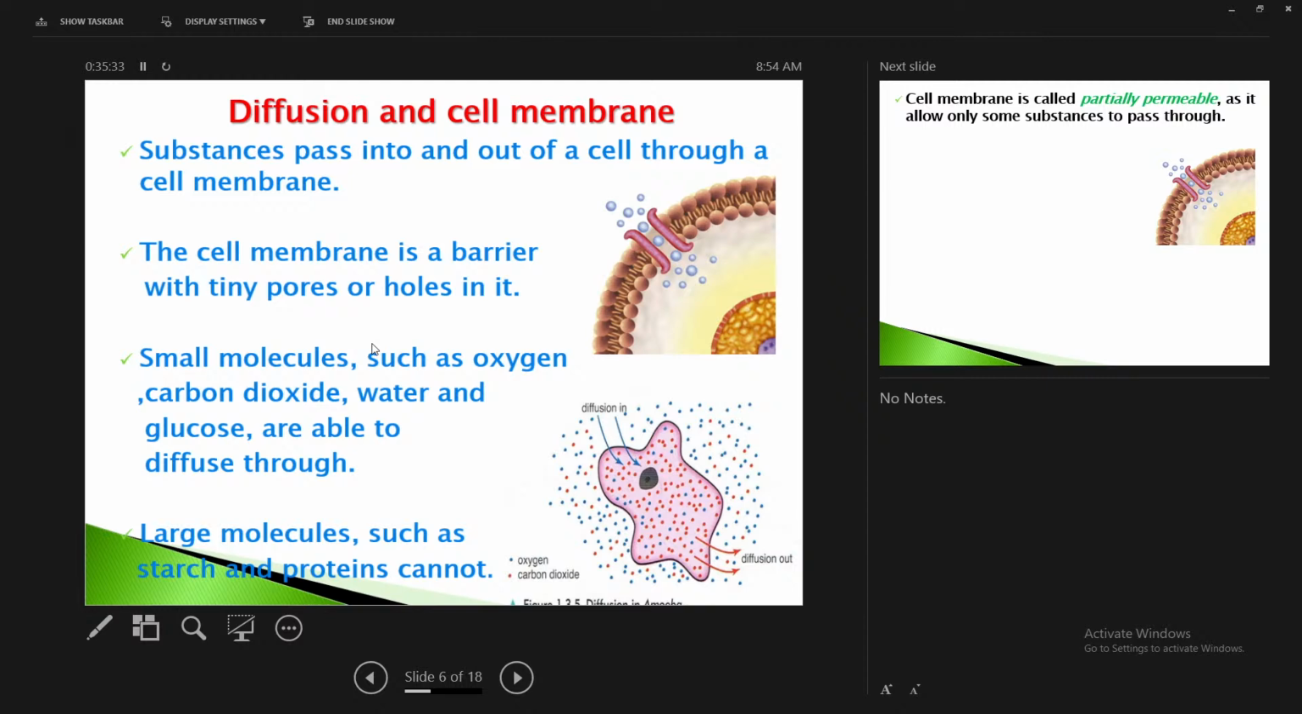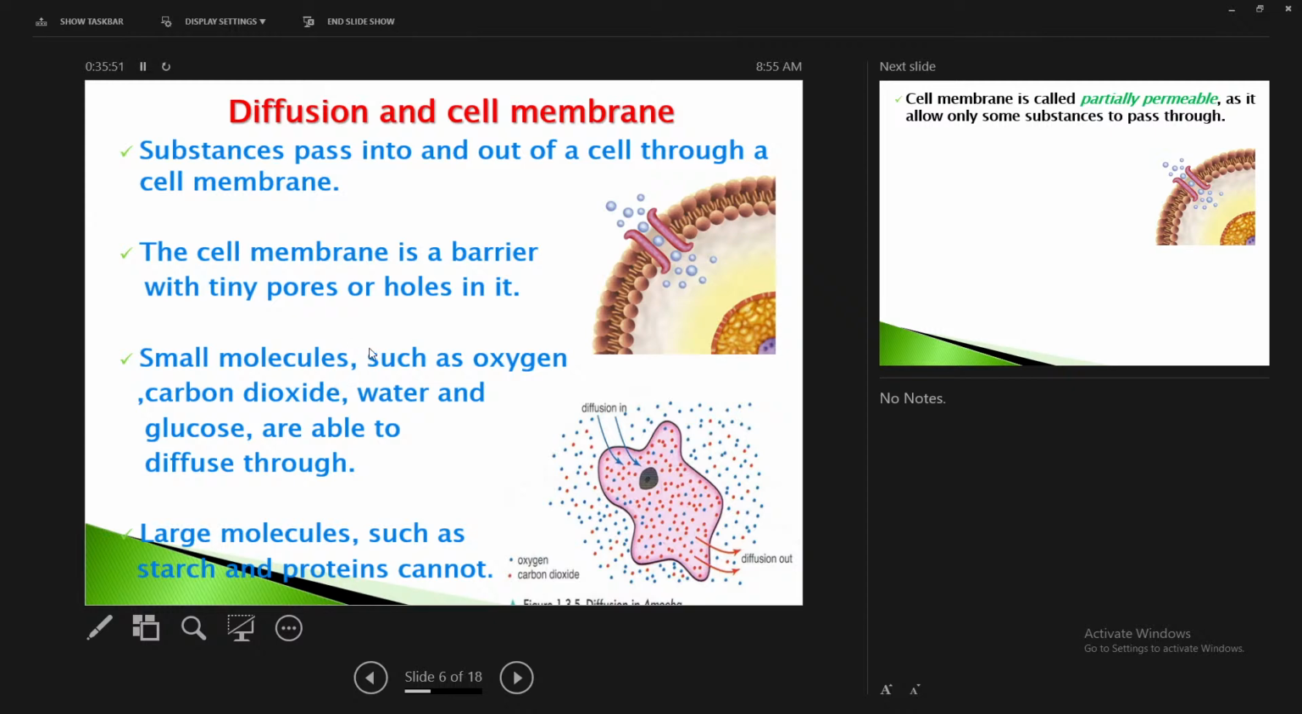So the first pointer is saying substances pass into and out of the cell through the cell membrane. I can definitely ask you a question: which cell component or which cell part allows substances to move in and out of the cell? And the answer for that should be the cell membrane.